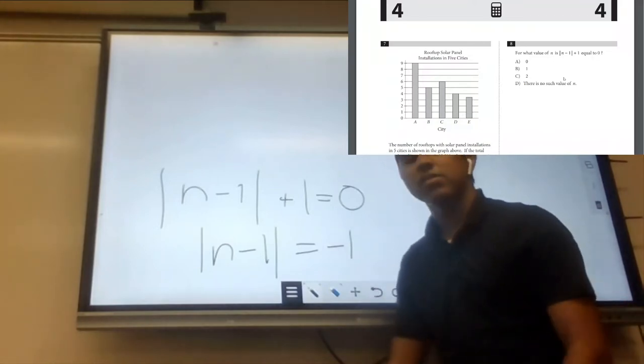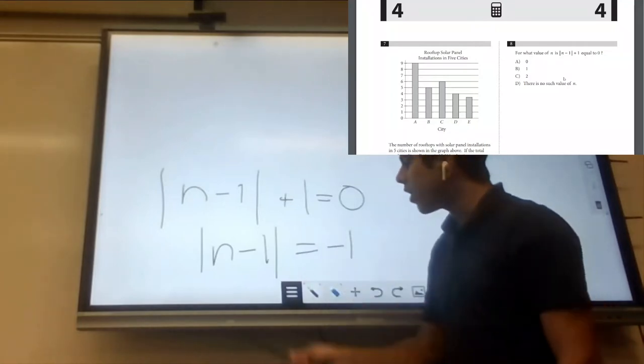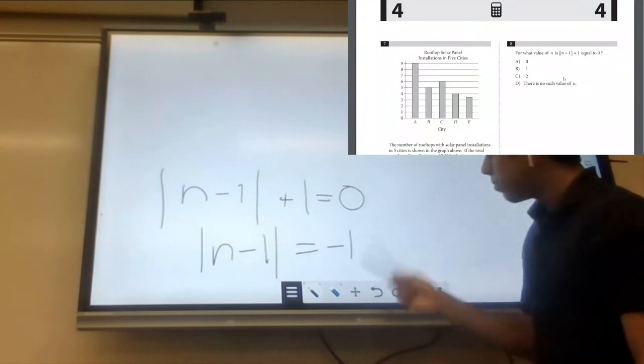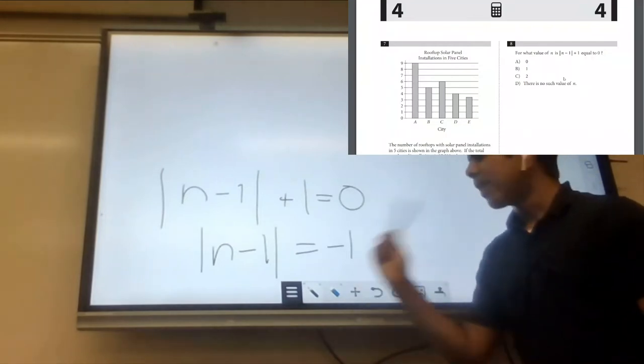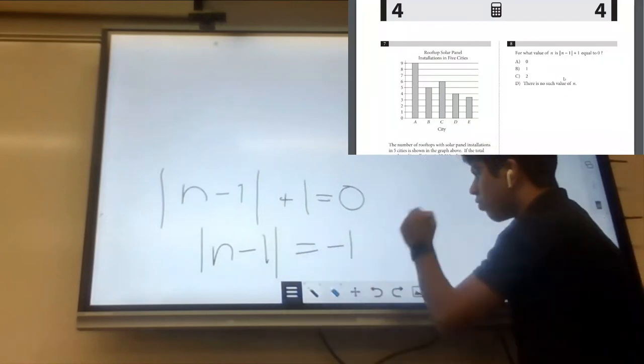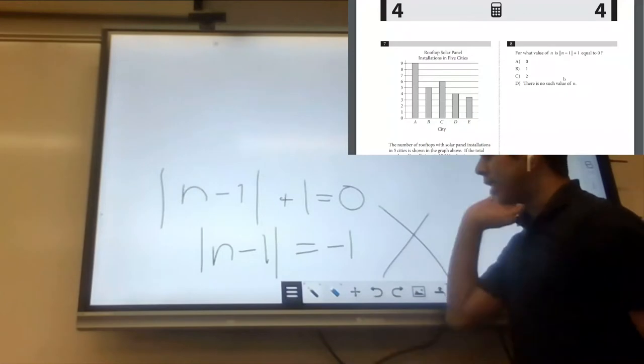If you square a negative number, you get a positive number. If you square a positive, you get a positive. If you take the absolute value of anything, you're going to get a positive number. And they put a negative number on this side. That doesn't work. You cannot have an absolute value equals negative 1. So there are no solutions. Nothing. It doesn't work.